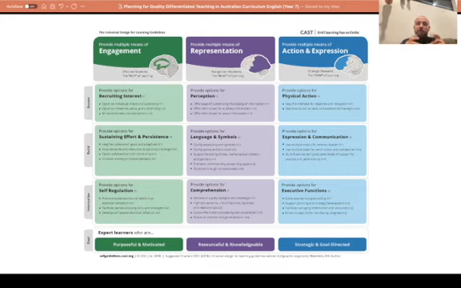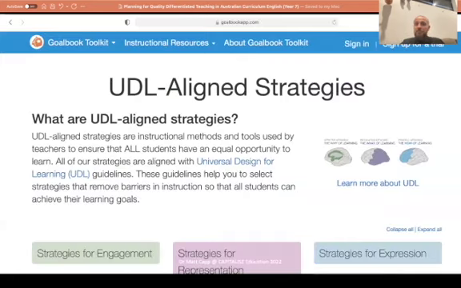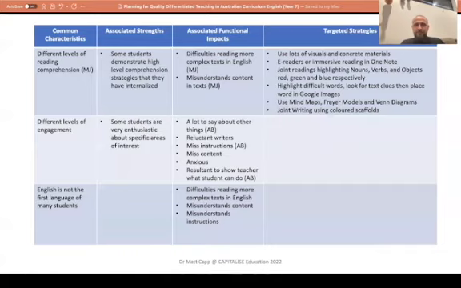If you're like many teachers who find this a bit cumbersome, there's a great website called UDL Goalbook Toolkit that gives you thousands of strategies that are tied to the UDL framework. You could look through some of those strategies, and there's probably a lot that you've tried before, and take those and connect them to your students' strengths and functional impacts. So let's look at how we do that now.